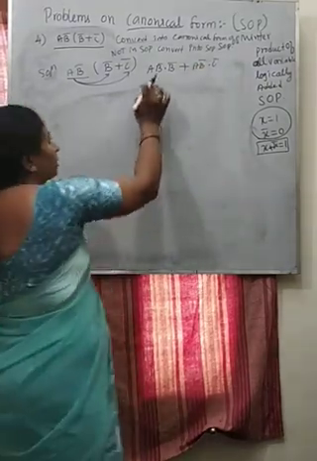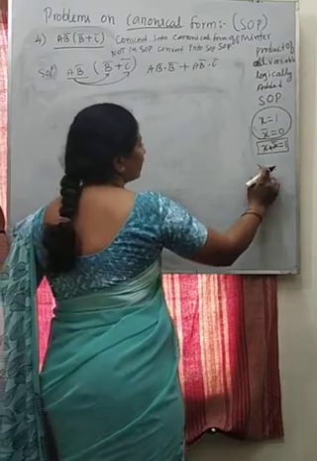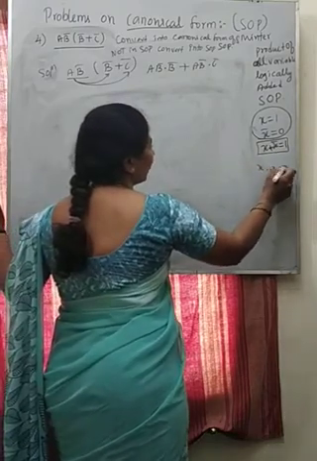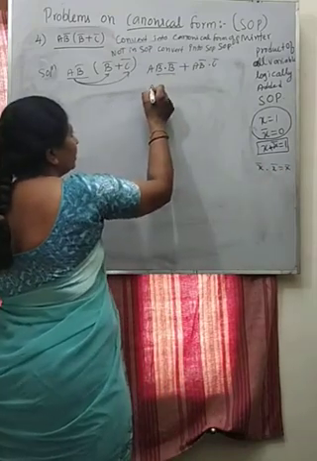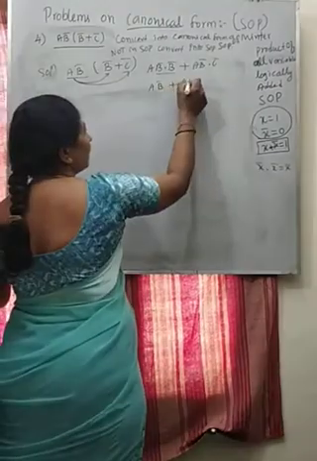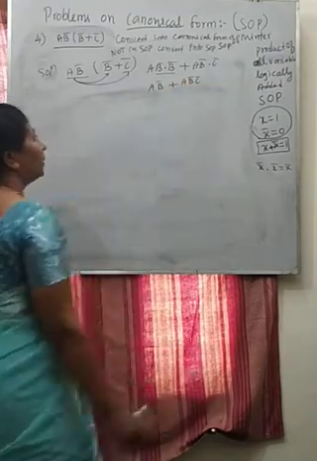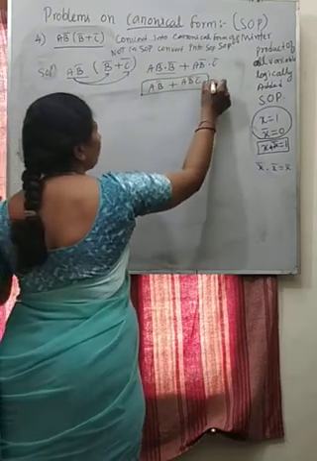So do you remember what this is? X into X can be written as X. X complement can be written as single. So AB complement plus AB complement C complement. Now we got the given expression in SOP form.